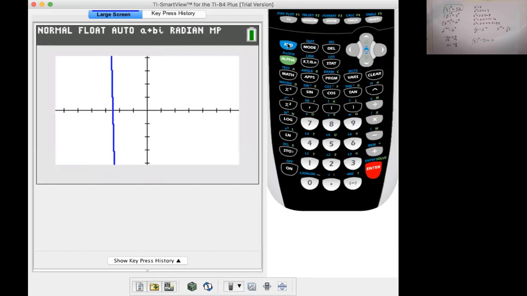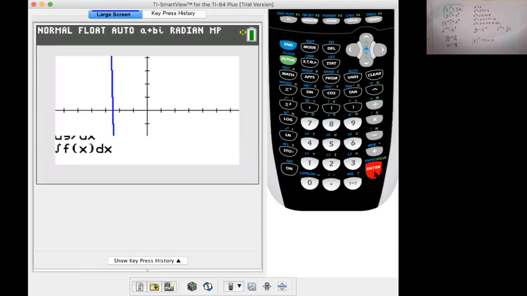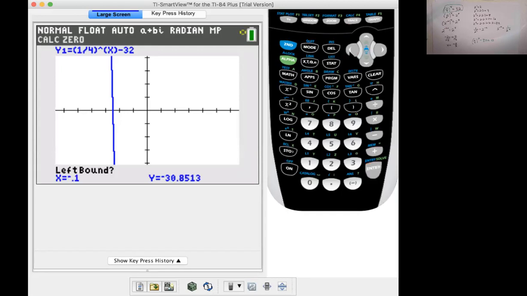Maybe I can go straight to my zero finder. Second calc, zero. Move the man in the spaceship a little bit to the left of where it crosses. Can you see it? We're not seeing it yet. Oh, look at that, negative 2.5, 0. Well, unfortunately, we're not going to be able to zoom in on this. Left bound, a little bit to the left, negative 2.6. Right bound, negative 2.4. Guess. There, and there's my 0 at negative 2.5.